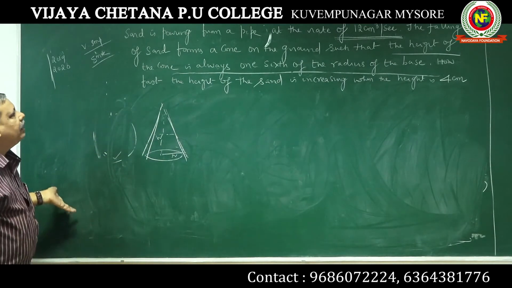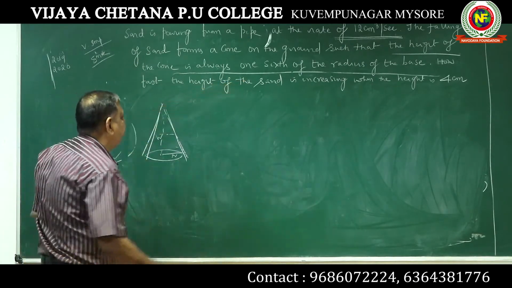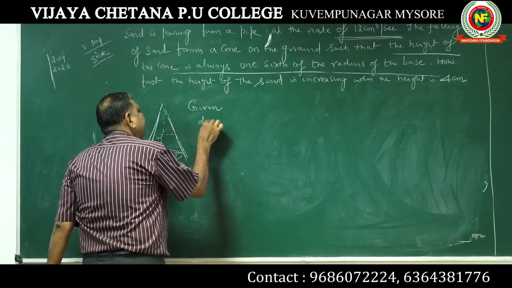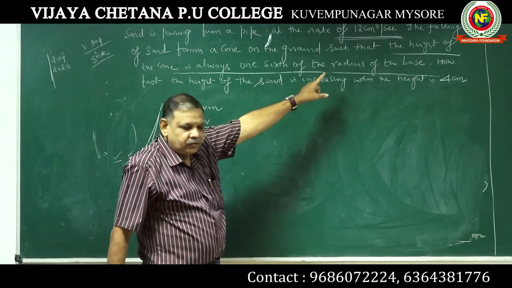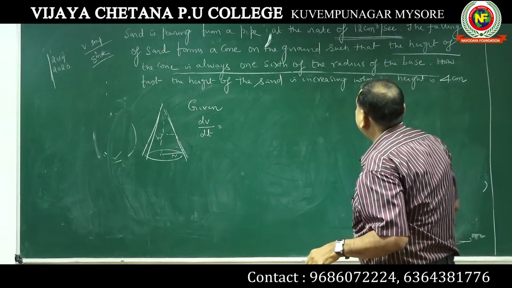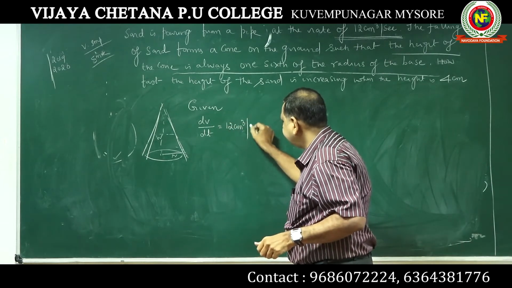I am writing. Now what is given is sand is pouring from a pipe at a rate of 12 centimeter cube per second. Write down what is given. dV by dt, when it is cube it is volume, if it is square it is area. dV by dt is 12 centimeter cube per second.